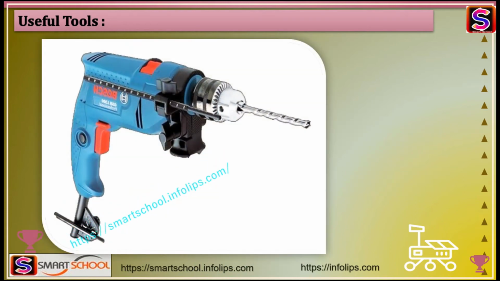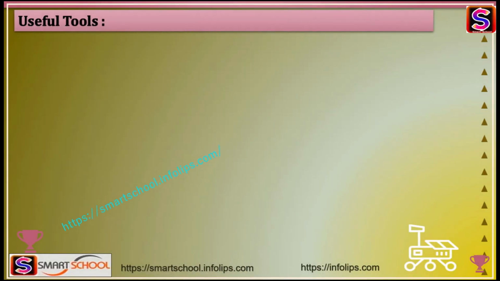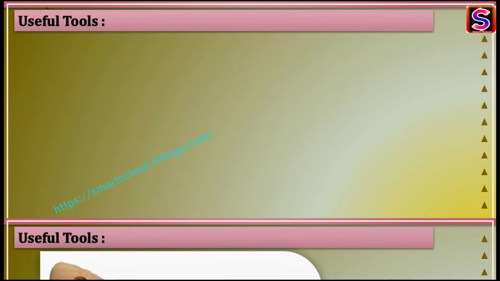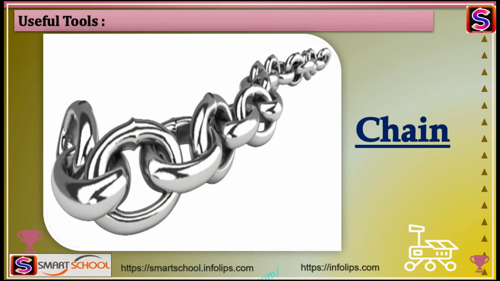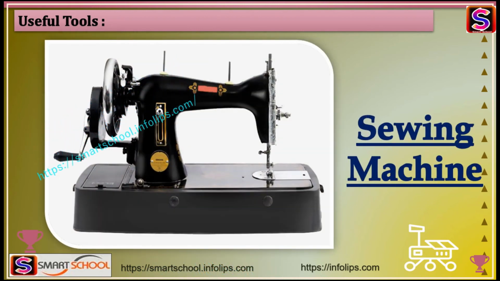See, this is one more important. It's a drill. Drill machine. Let's see another one. This is brush. It's a brush. Let's see next. This is also very simple but very useful. It's a chain. Chain. See, next one. It's a sewing machine. Sewing machine.